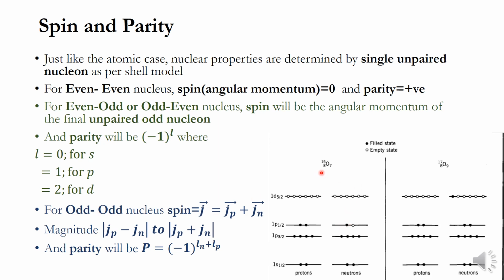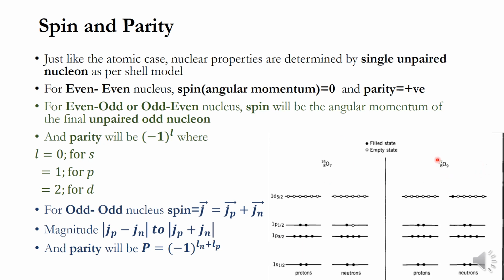So for the case of oxygen 15, the angular momentum or the spin will be 1/2, since 1p1/2 is the finally filled odd nucleon, and its parity will be (-1)^L where p corresponds to 1, so (-1)^1 is minus 1, so the parity will be negative. The spin will be 1/2 and the parity will be negative, and this is experimentally verified.